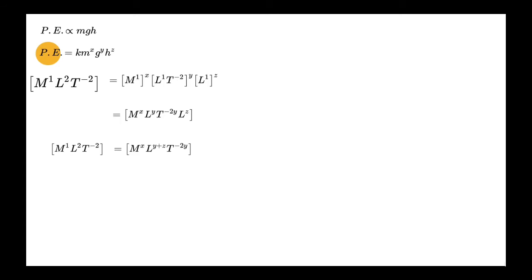Now compare LHS and RHS. You get x is equal to 1. You get y plus z is equal to 2. And minus 2y is equal to minus 2. Minus 2y equal to minus 2 means y is equal to 1. That value of y we will put in y plus z is equal to 2. So you get the value of z also. z is equal to 1. So you got the values of x, y and z.